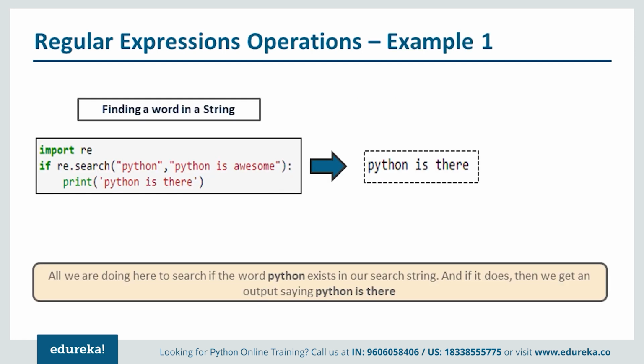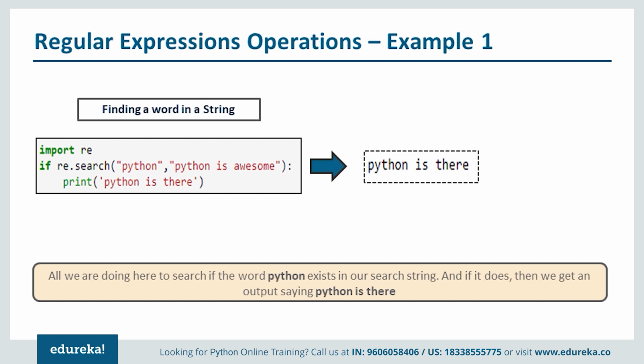Now let's talk about the first example. Here we are just trying to find a particular word in a string. We want to search for the word Python in this string. I'm using a module called re. With re.search, I'm trying to search for the word Python in the string "Python is awesome". Once that is done, I run a print statement saying Python is there. So I'm just trying to find out whether the word Python is present in a string or not.